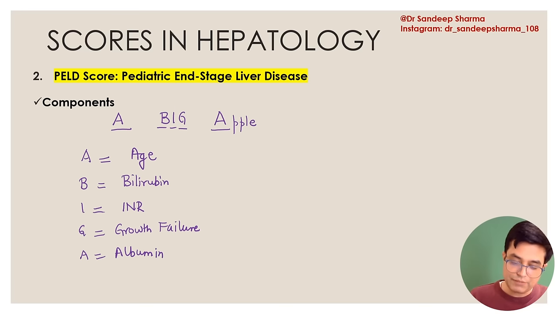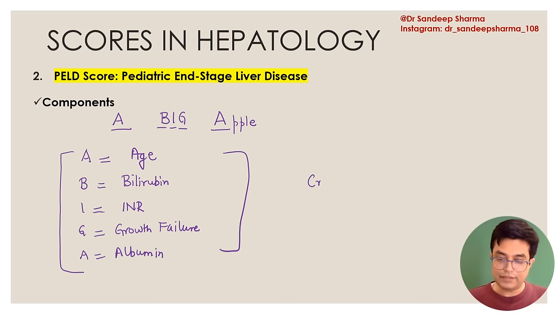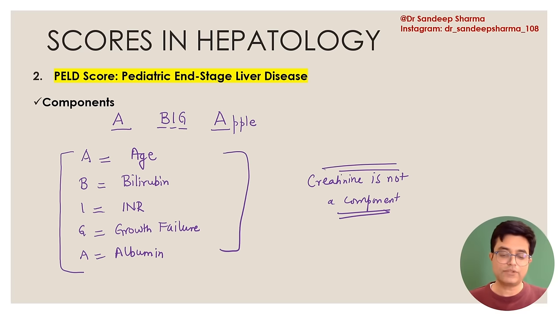What is the difference between PELD score and MELD score? If you see carefully, serum creatinine is not a component of PELD score. So pediatric end-stage liver disease score is different. Creatinine is not a component. And five components are there. There, three components were there. Here five components are there. And in the five components, the mnemonic is A BIG APPLE, right?